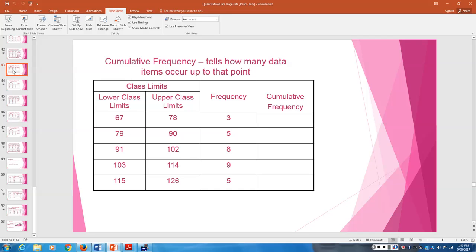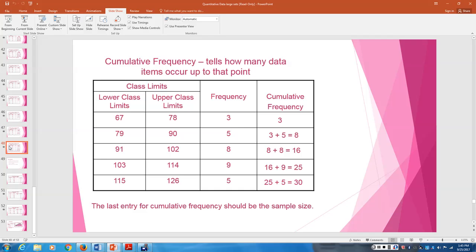Cumulative frequency does what cumulative tells you it's going to do. It accumulates as you go down the chart. So you're going to start out with 3, and then 3 plus 5 is 8, and then 8 plus 8 is 16, and 16 plus 9 is 25. And 25 plus 5 is 30, and that should be 30 because that's the complete sample size. So the sum of your cumulative frequency should equal your sample size.